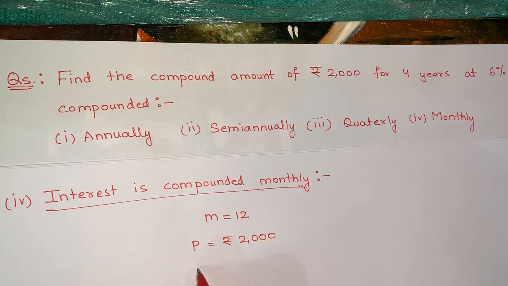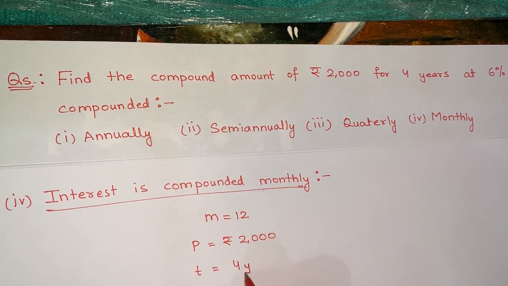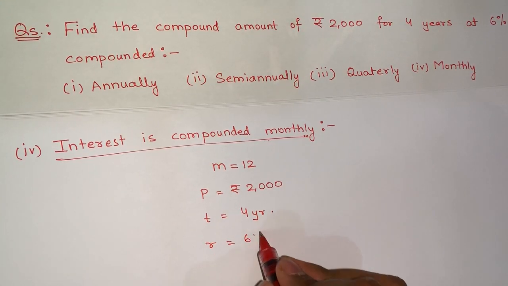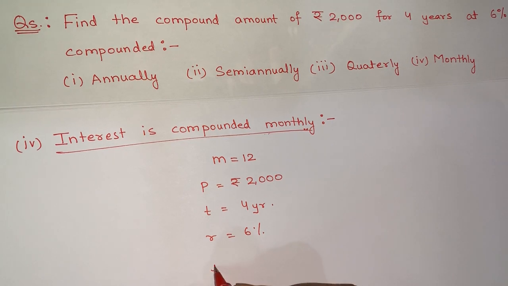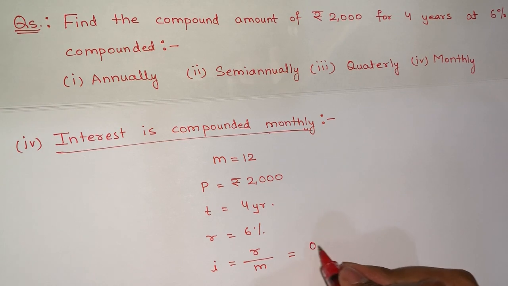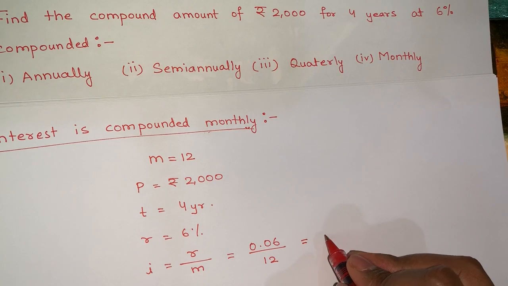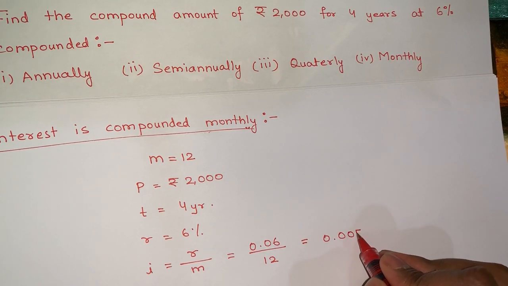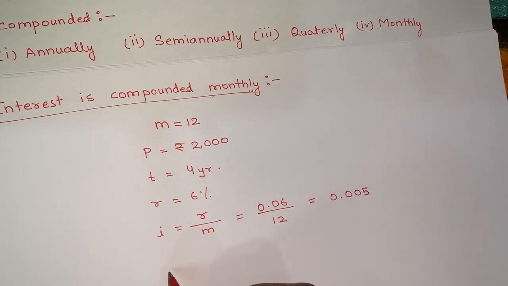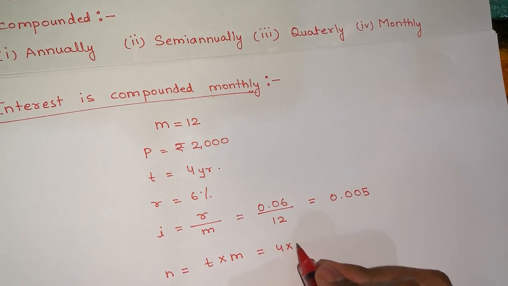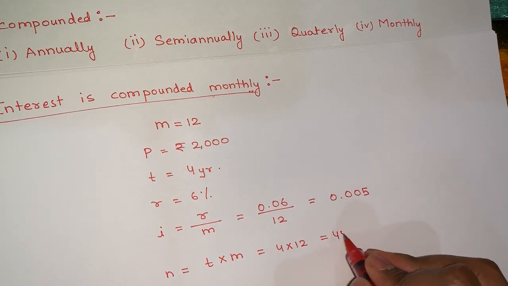Principal is known to us, which is rupees 2000. Time period is 4 years. We know the rate of interest, which is 6%. Therefore we can compute our i. i is r divided by m, which is 0.06 divided by 12, which comes to 0.005. Next we can compute our n. n is t multiplied by m, which makes it 4 multiplied by 12, which is 48.